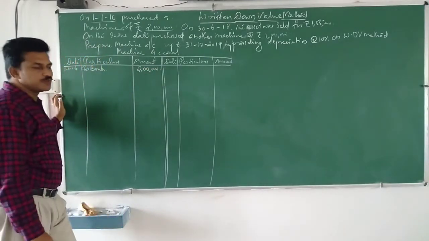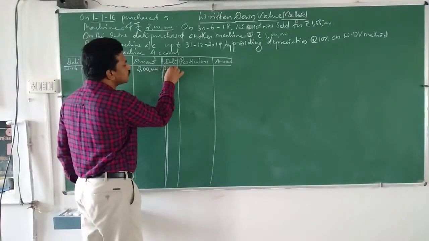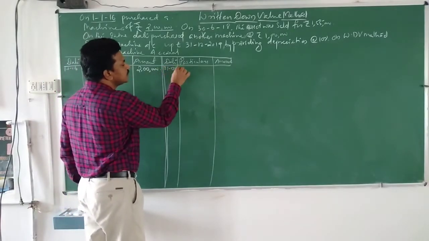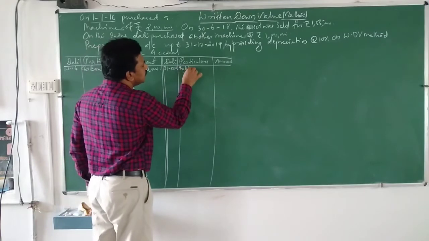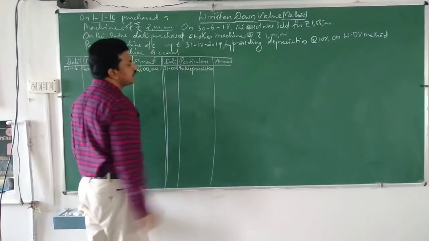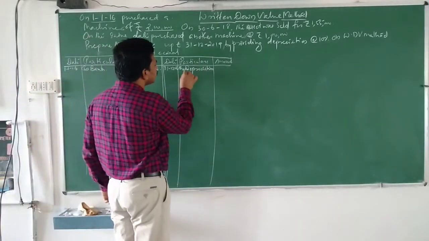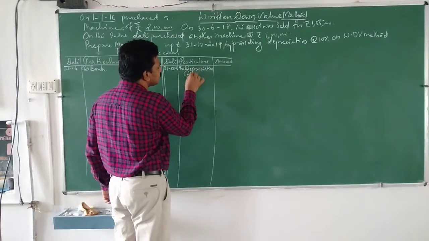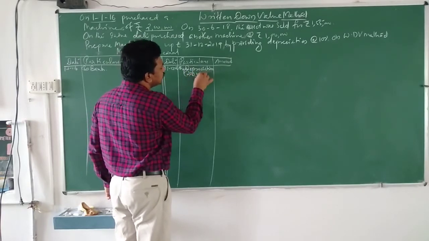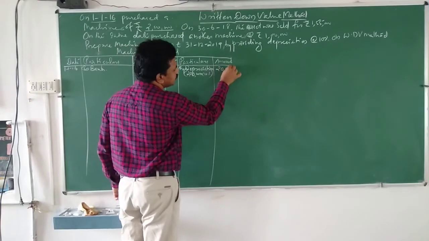And depreciation is to be provided at the end of the year. So we will write 31/12/2016 by depreciation. By depreciation, how much? 10% of 2 lakh. That means 2 lakh into 10%, that means 20,000.